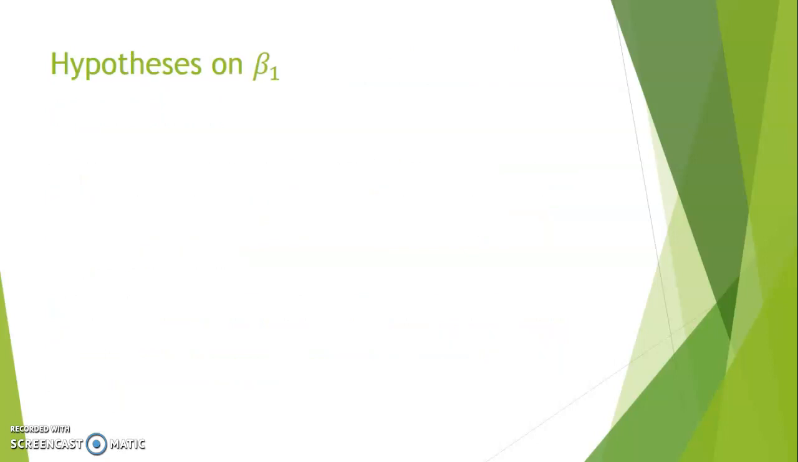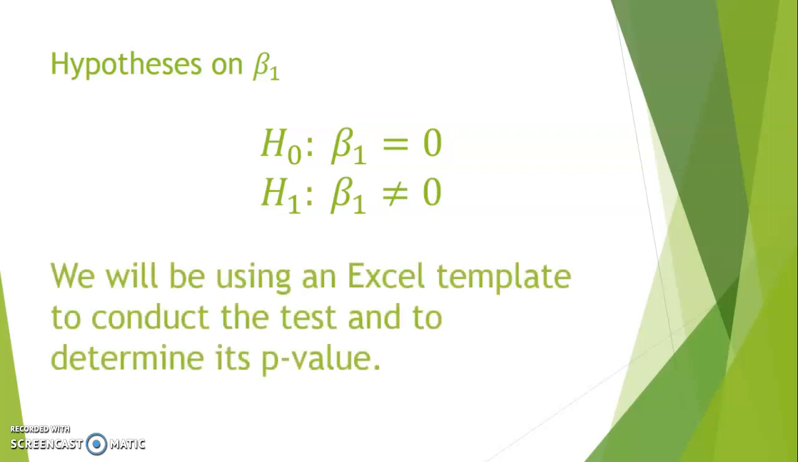Here are the hypotheses that we will confront. On the one hand, we'll assume that beta 1 is 0. In other words, we'll assume that x and y have no particular relationship, unless we can reject H0 to accept H1, in which case we'll conclude that beta 1 is significantly different from 0, and a trend is observable. Now to conduct the test, we'll use Excel templates, which will provide us with our estimates for beta 1 as well as the p-value.